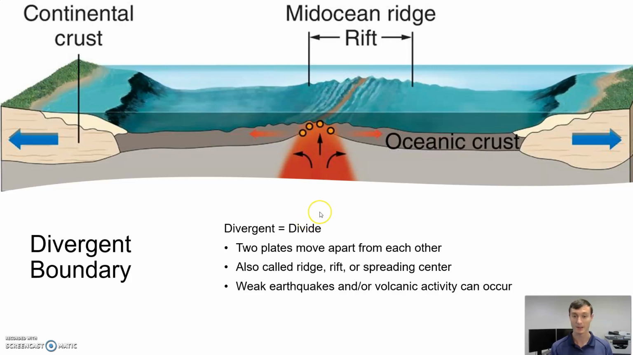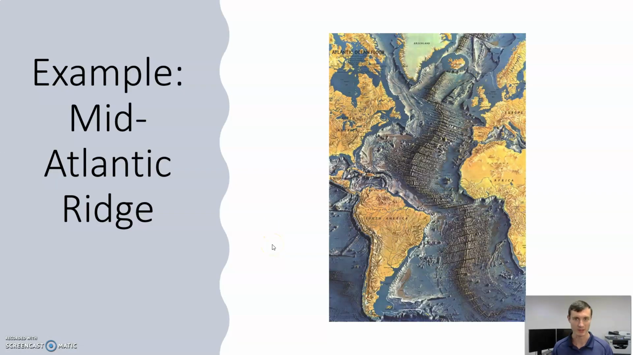And an important point on these, so there is some earthquake activity here, and this is also a place where you have a lot of magmatic activity, but you wouldn't exactly say that there are a lot of volcanoes here along the divergent boundary. And one good example of a divergent boundary is the Mid-Atlantic Ridge, running down all the way across the Atlantic Ocean here.